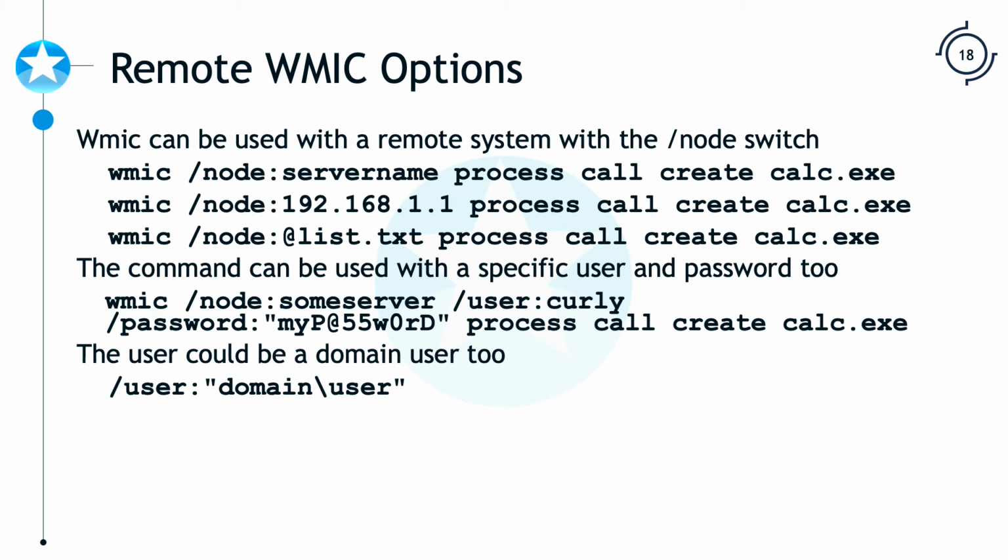Even cooler is if I give it a list. So in our example here, I've got @list.txt. And if my list has server names and/or IP addresses, it will now run this command on all of those systems, which is a very powerful tool for automation. If I want to use a different user, I can use those same options and then specify the username and password with /user: and then the username and /password: and then the password. If I want to use a domain user, the user will be domain\user.